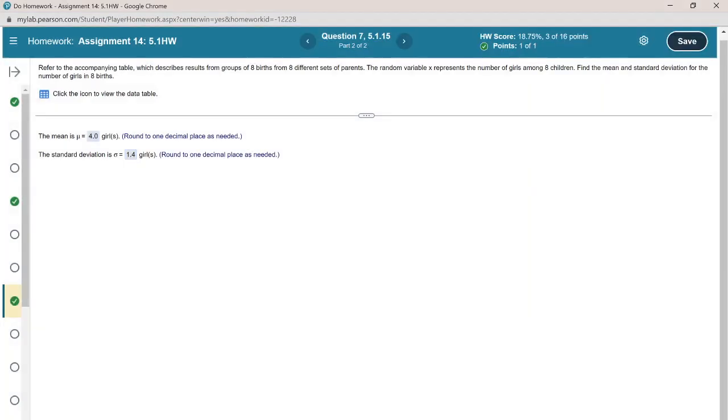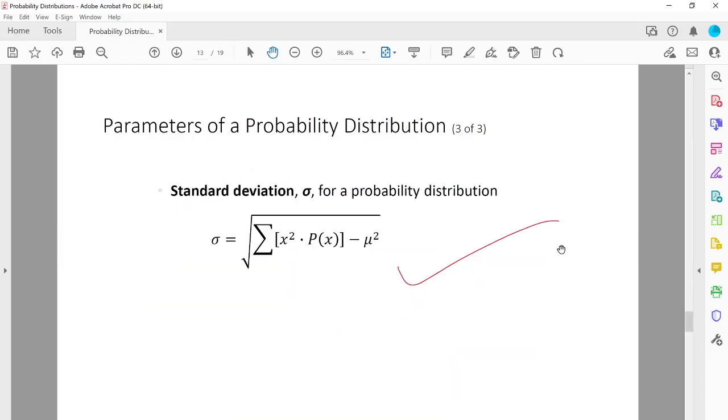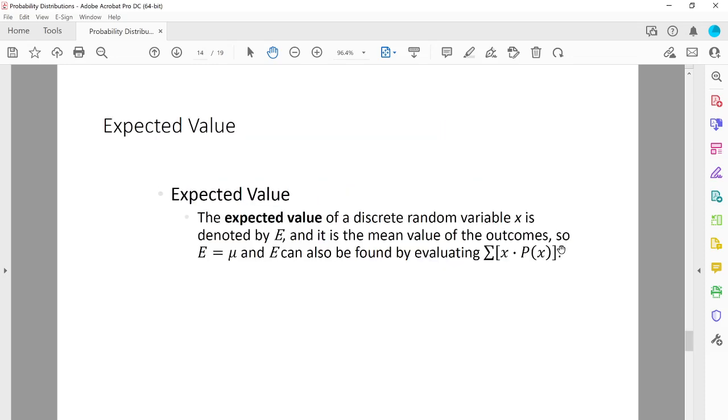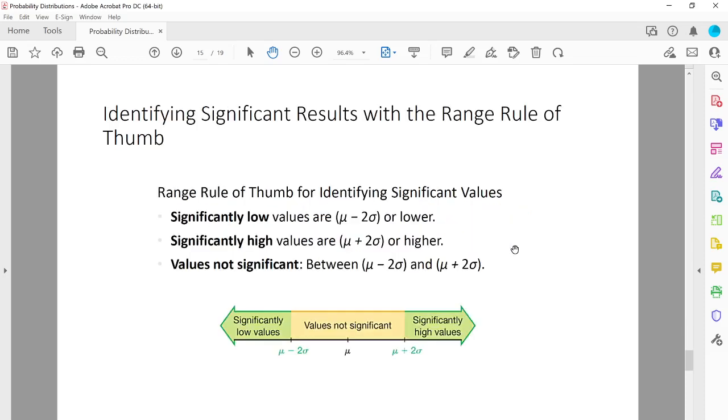Okay, so that's how you can find the mean and standard deviation. And then variance. There is one terminology called expected value. The expected value of a discrete random variable x is denoted by E, and it is the mean value of the outcomes. So this is not the mean, it's the mean value of the outcomes. You look at the different possibilities and try to find the mean of all those different possibilities. We can also write the expected value as mu, and E can also be found by evaluating this mean.